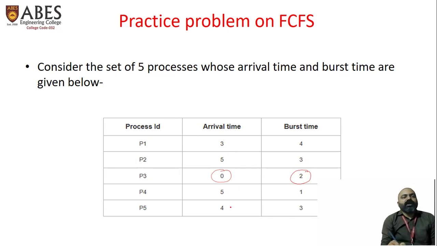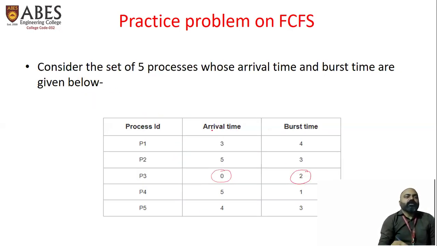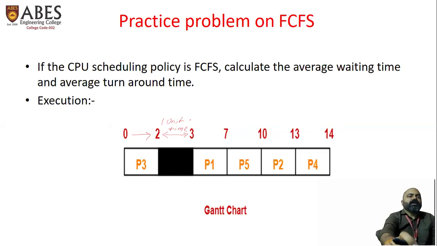So the processor has to wait for the next process. The earliest process comes at 3 unit time. So you can see here, the processor has to wait for 1 unit time. After 3 unit time, there is a process called P1. So the processor will execute P1 for 4 unit time as FCFS is non-preemptive.